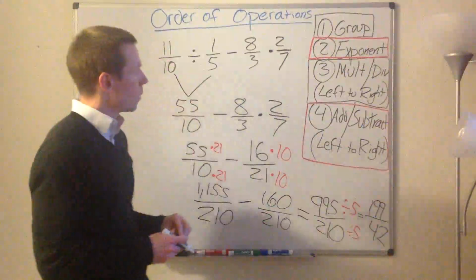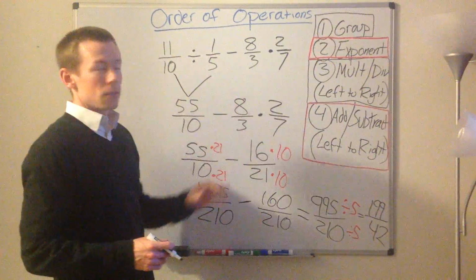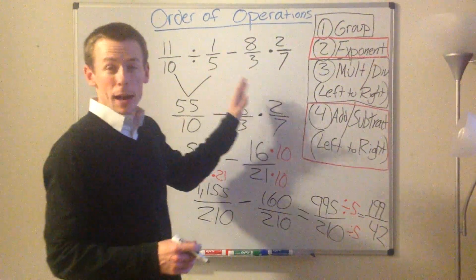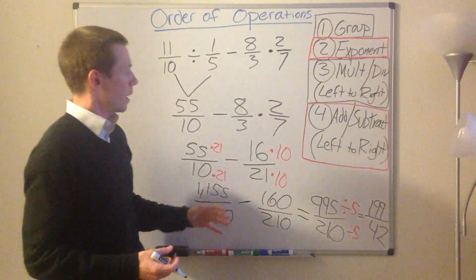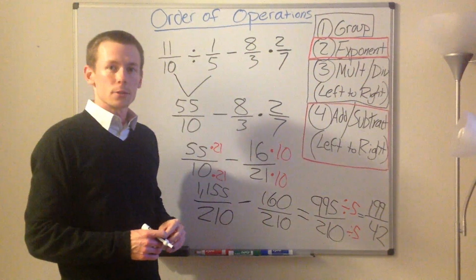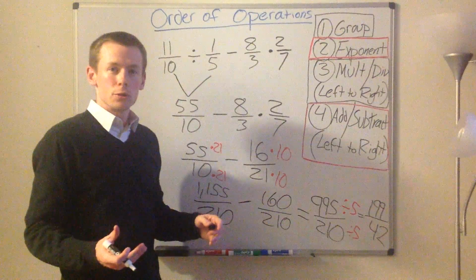Right? So whenever you encounter an order of operations problem with fractions or mixed numbers, just apply the same rules and you'll arrive at the correct answer. So that concludes this lesson.